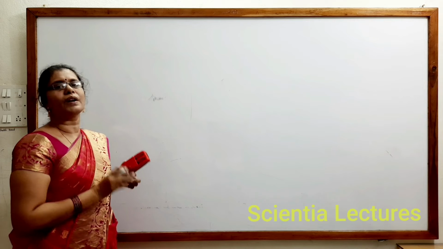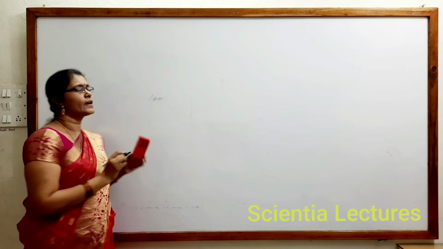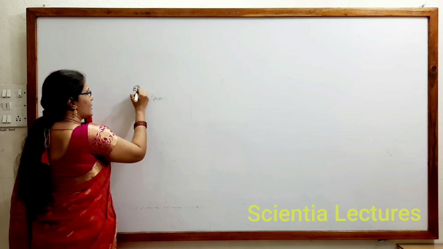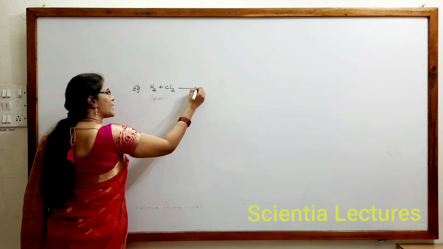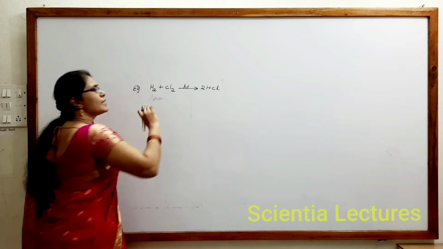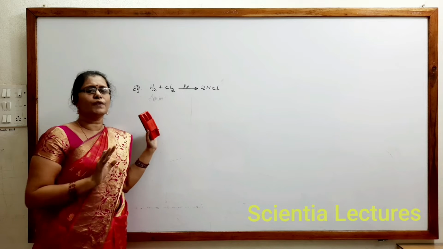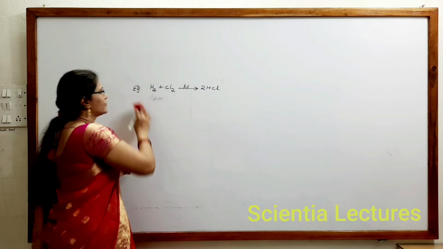Most of the photochemical reactions are zero order reactions. An example for a zero order reaction is H2 plus Cl2 in the presence of sunlight producing 2HCl. This is a zero order reaction. Most of the photochemical reactions are zero order reactions.